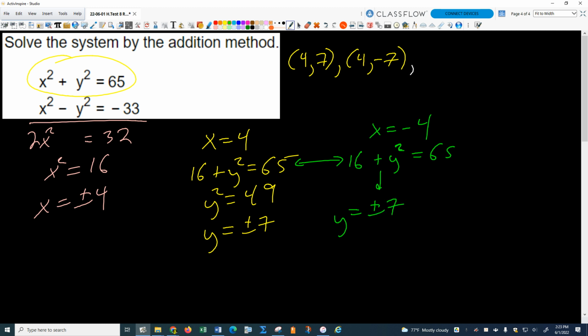And now what would my other two ordered pairs be? Yeah, good. Negative 4, positive 7, or negative 4, negative 7. So I actually get 4 solutions to that system. Okay? Good? All right. That's it.